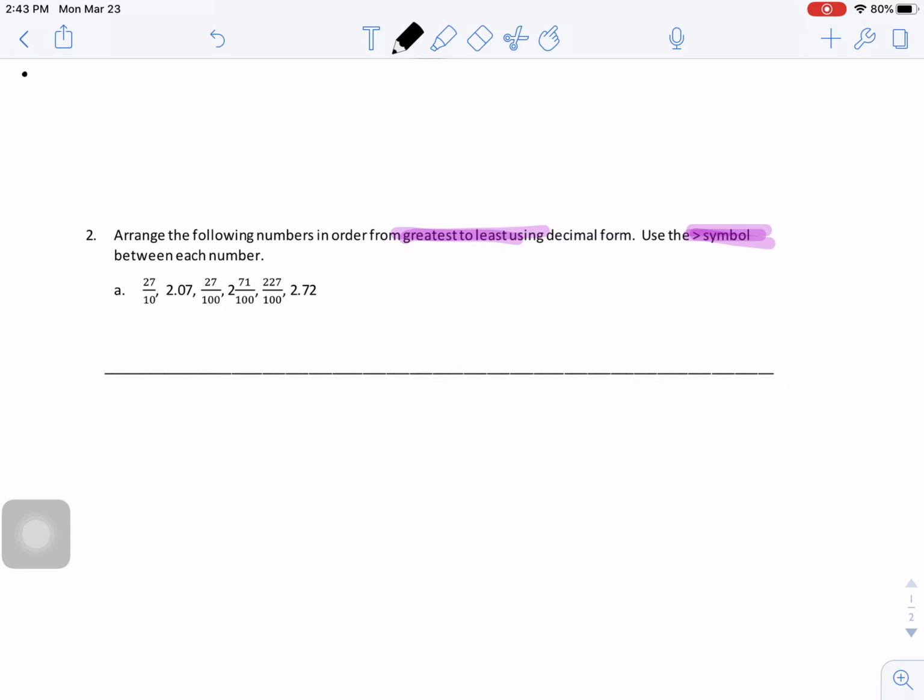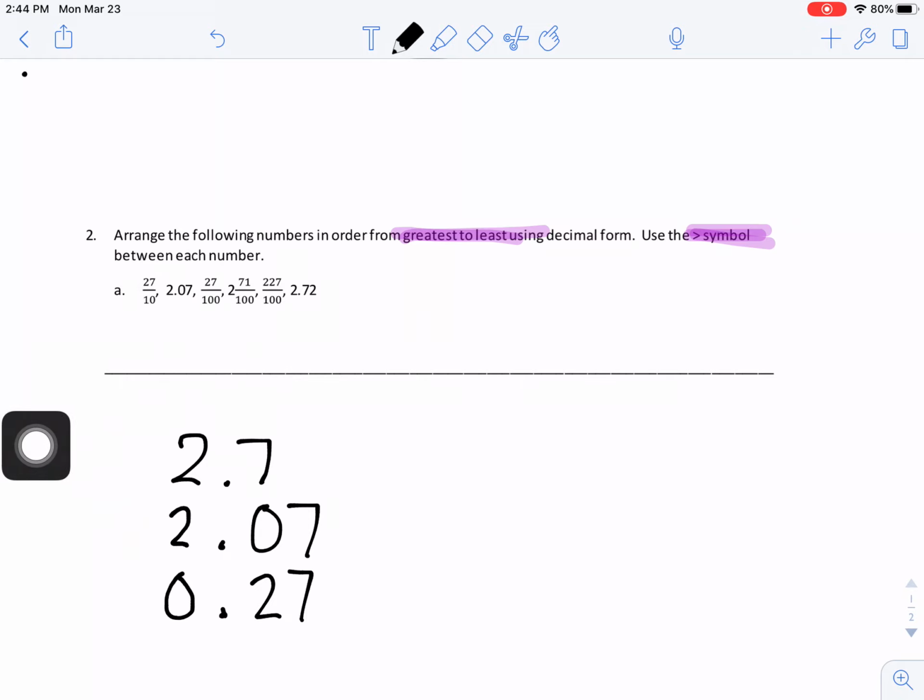Notice my numbers again are in different forms. I would like to order them. In order to order them, I need to put them in the same form. So 27/10 is, let's see, 10/10 makes a whole, so that would be 2 and 7/10. Then I'm just going to put them on top of each other, 2 and 7/100ths, 27/100ths, so 0 and 27. I'm going to keep going with the next number, which is 2 and 71/100ths.